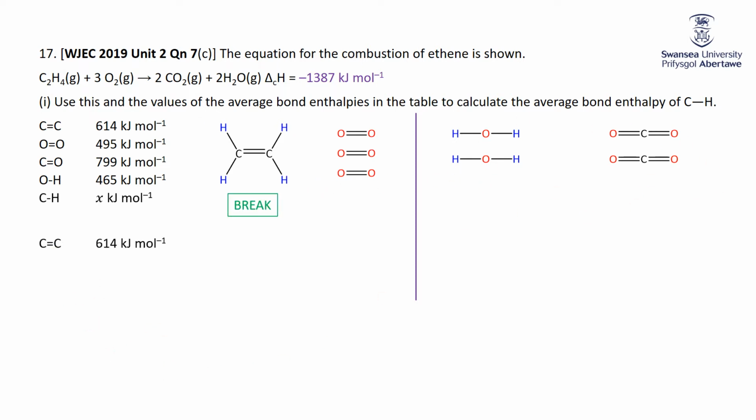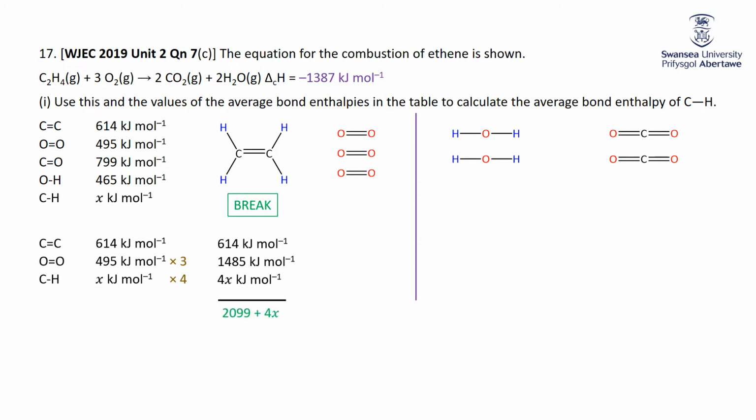We've broken a carbon-carbon double bond that's worth 614. We've broken an oxygen-oxygen double bond, which is worth 495, but we've got 3 of them. We've broken 4 CH bonds, but we don't know what those are. That's X. That's what the question was: use those values to get the average bond enthalpy of CH. So CH is X there, and we've got 4 of those. Put all that together, and the total energy broken is 2099 plus 4X.